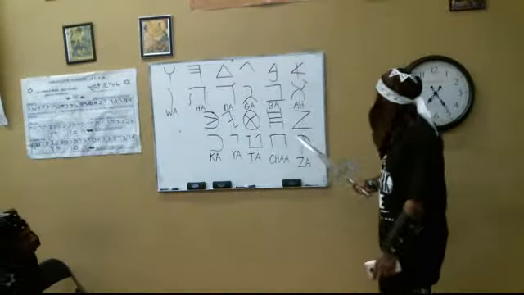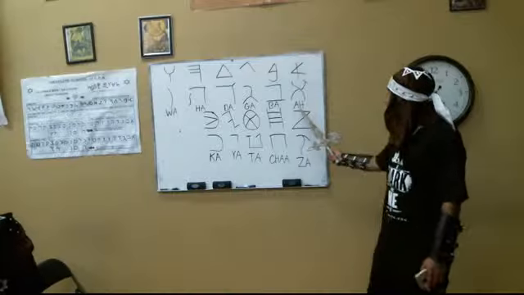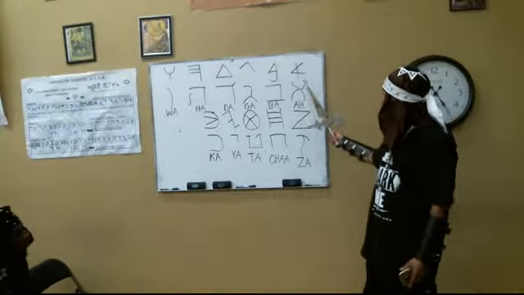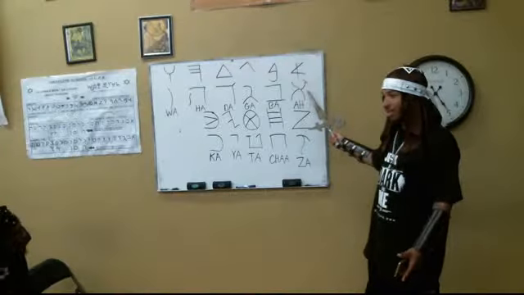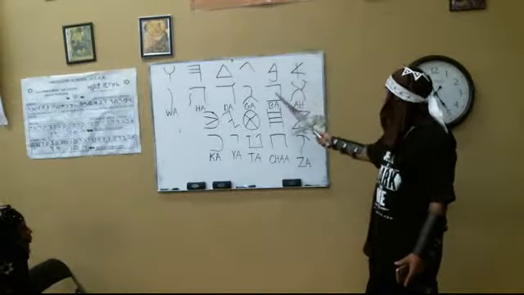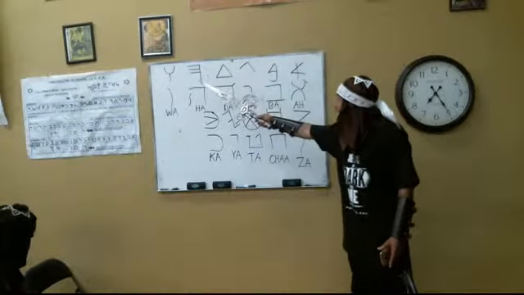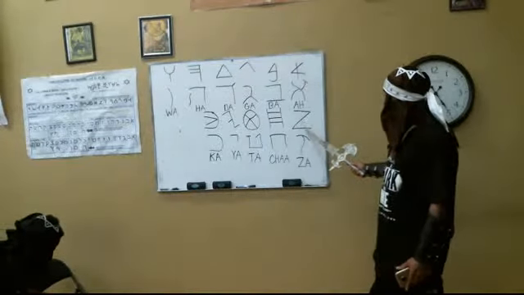All right. So the first letter is A. This is A right here. In our language, this is A in the Assyrian. You know what I mean? So you got A, Ba, Ga, Da, Ha, Wa, Za.